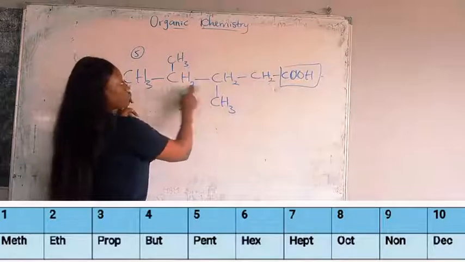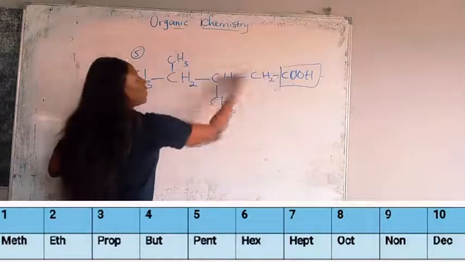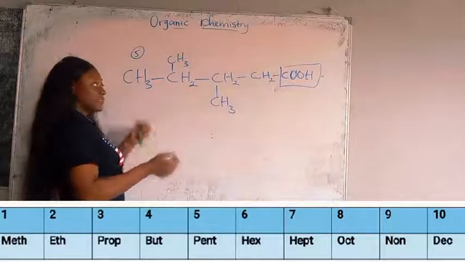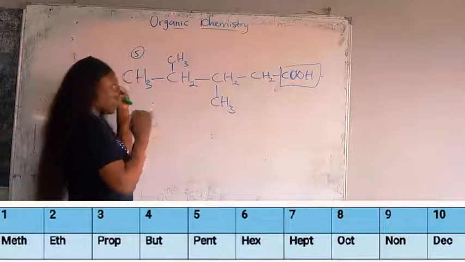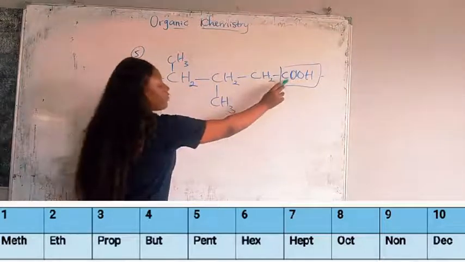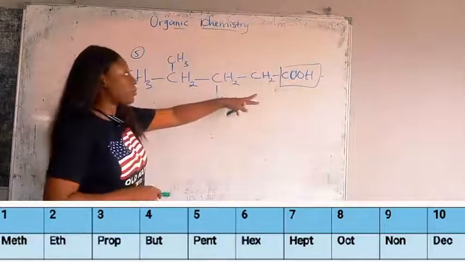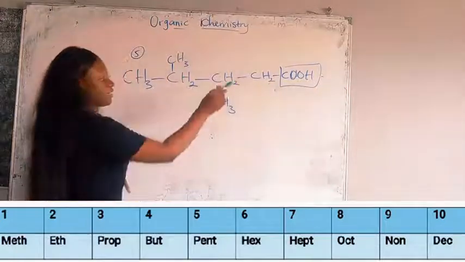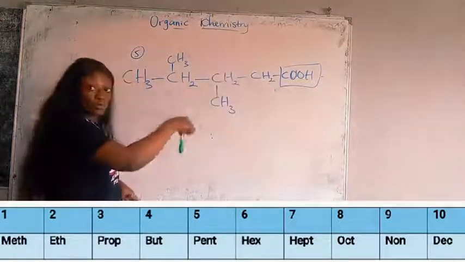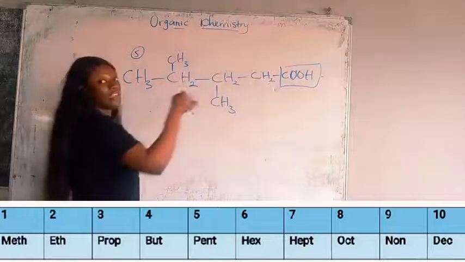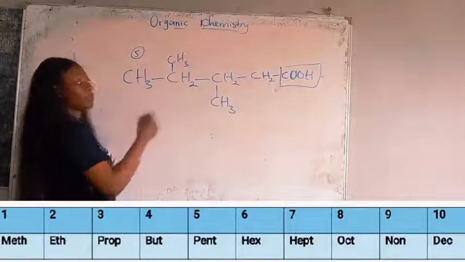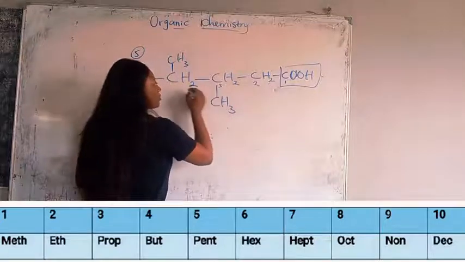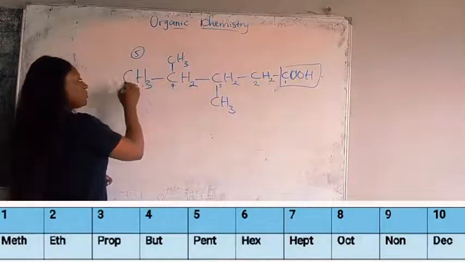If you number this way, 1, 2, 3, 4, 5, the functional group gets a large number. But if you number this way, this is going to be carbon number 1. Let's make something clear. This is actually a functional group, but this functional group has a carbon in it. So in numbering, the carbon of the functional group will also be counted. It will be included in the numbering. So now we have carbon 1, carbon 2, carbon 3, 4, and then 5.